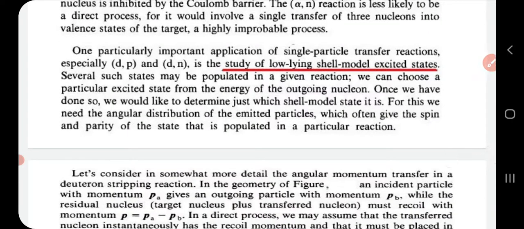Now one important application of single particle transfer reactions, that is (d,p) and (d,n), is the study of low-lying shell model excited states. We know several states will be populated in a reaction, so we can choose a particular state from the energy of the outgoing nucleon. Once we have found the energy of that particular state, it will be very easy for us to determine which shell model state it is. For this, we just need to find the angular distribution of emitted particles, and that will give you the spin and parity of the state populated in a particular reaction.